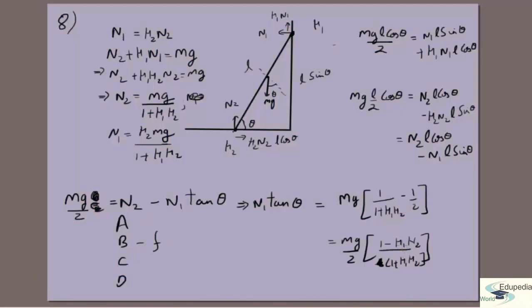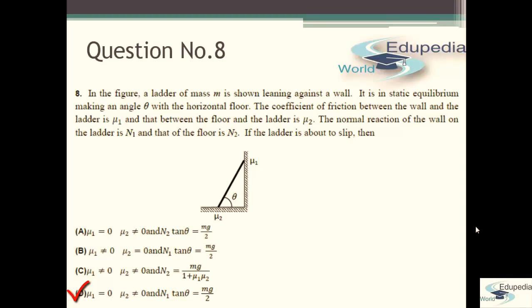Then option A and option D suggest that mu1 is 0. So if mu1 is 0, this equation becomes just mg by 2. So if mu1 is 0, N1 tan theta is mg by 2. Right? So option D is correct, and of course option B is false because N1 is not equal to N2. They differ by a factor of mu. So A is false and D is true.